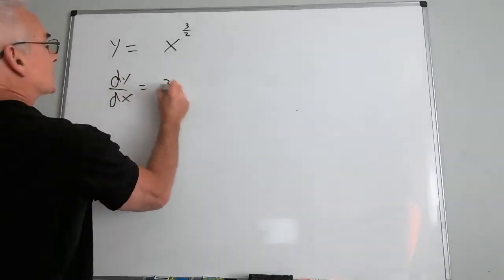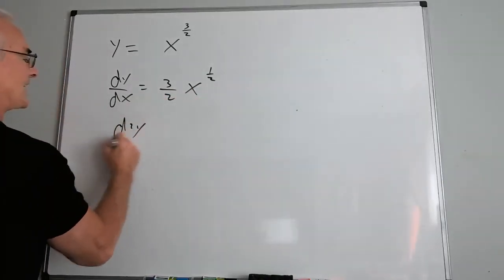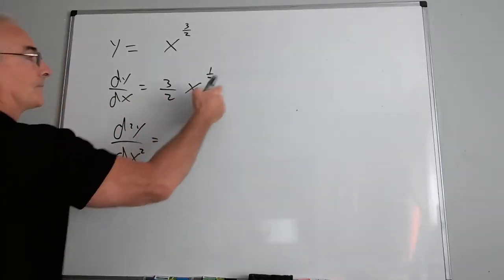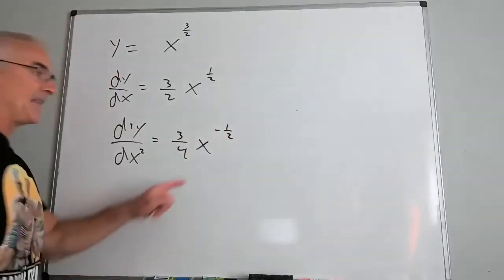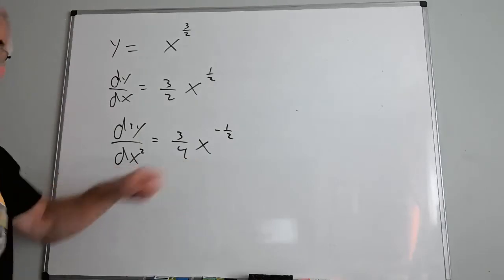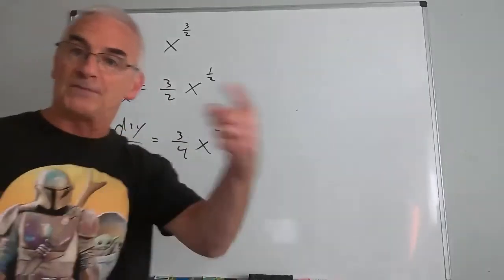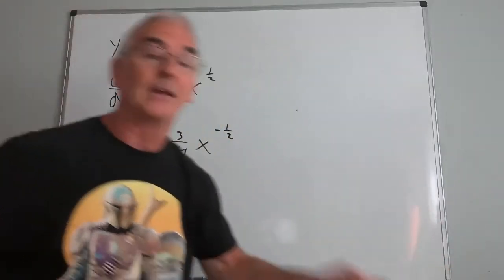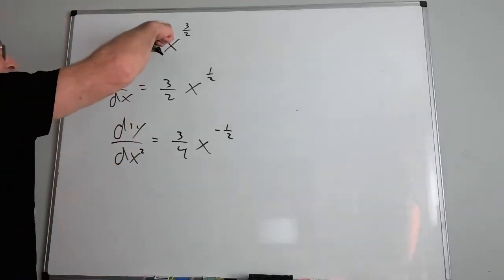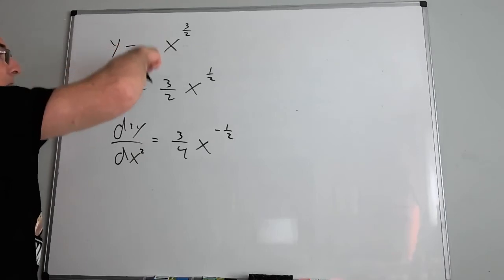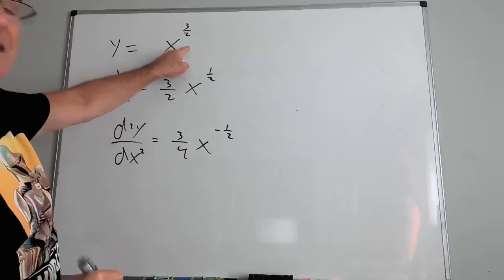dy/dx is 3/2 x to the 1/2, and that exists at 0. But the second derivative would be 3/4 x to the -1/2, and that x is now in the denominator. So the second derivative does not exist at 0. Analytic means every derivative you take, forever and ever, exists at that value. So although this is differentiable at 0, this one is not differentiable at 0. Therefore, the function is not analytic at 0.